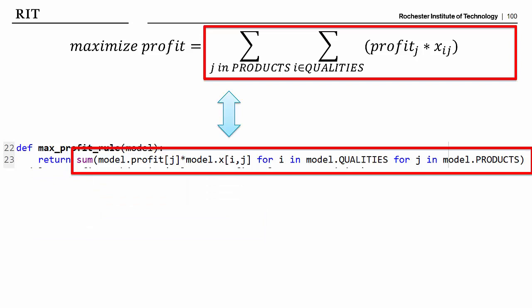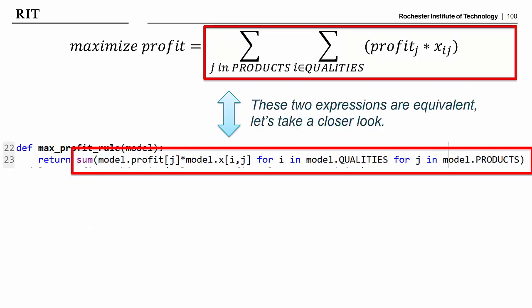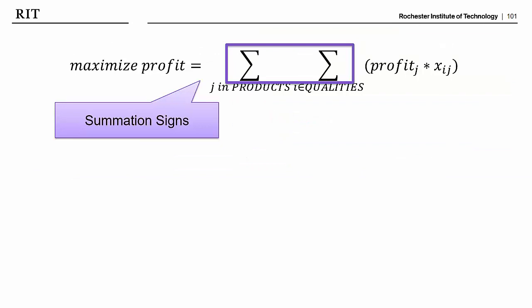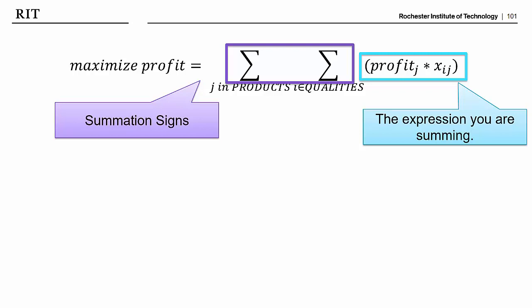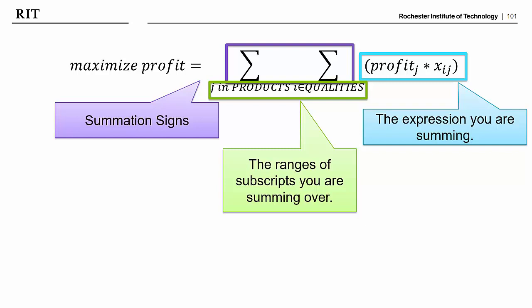And what it's returning is this expression we see here. We see our expression up in our formulation line, and this big red box after the return statement is equivalent to that expression in our formulation. So we're going to take a closer look at how these two things line up. In our formulation, we have two summation signs. We also have an expression for what we are summing. And then we have these ranges of our subscripts. We're going to see these same three parts in our Python code as well.